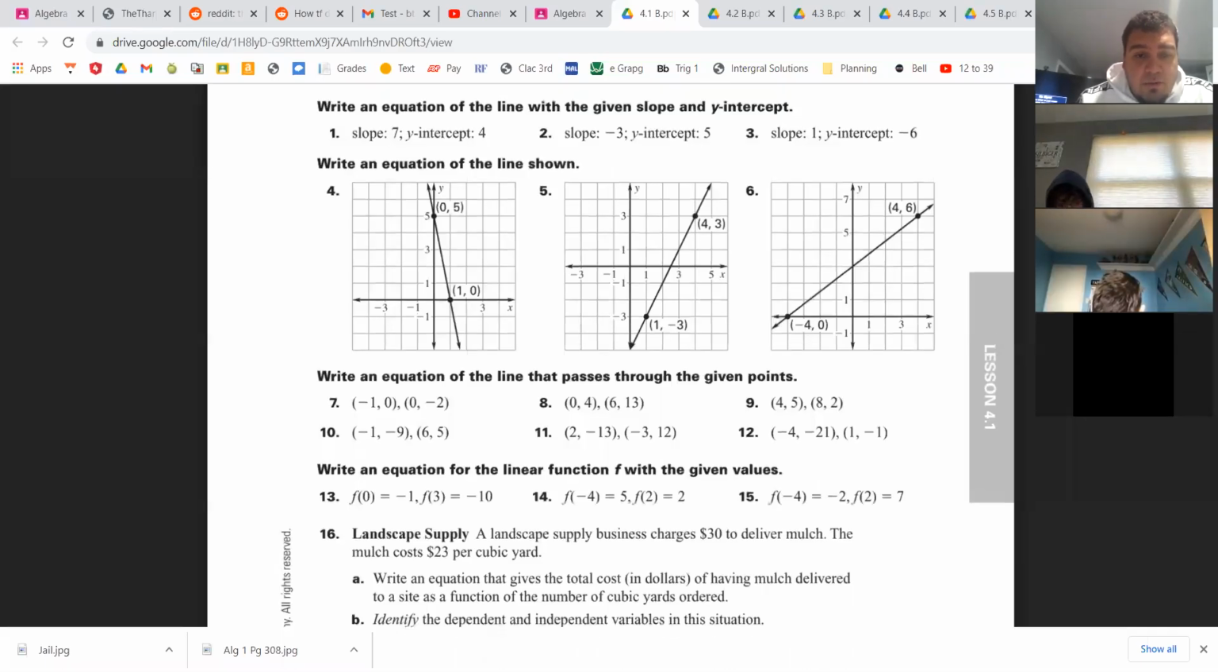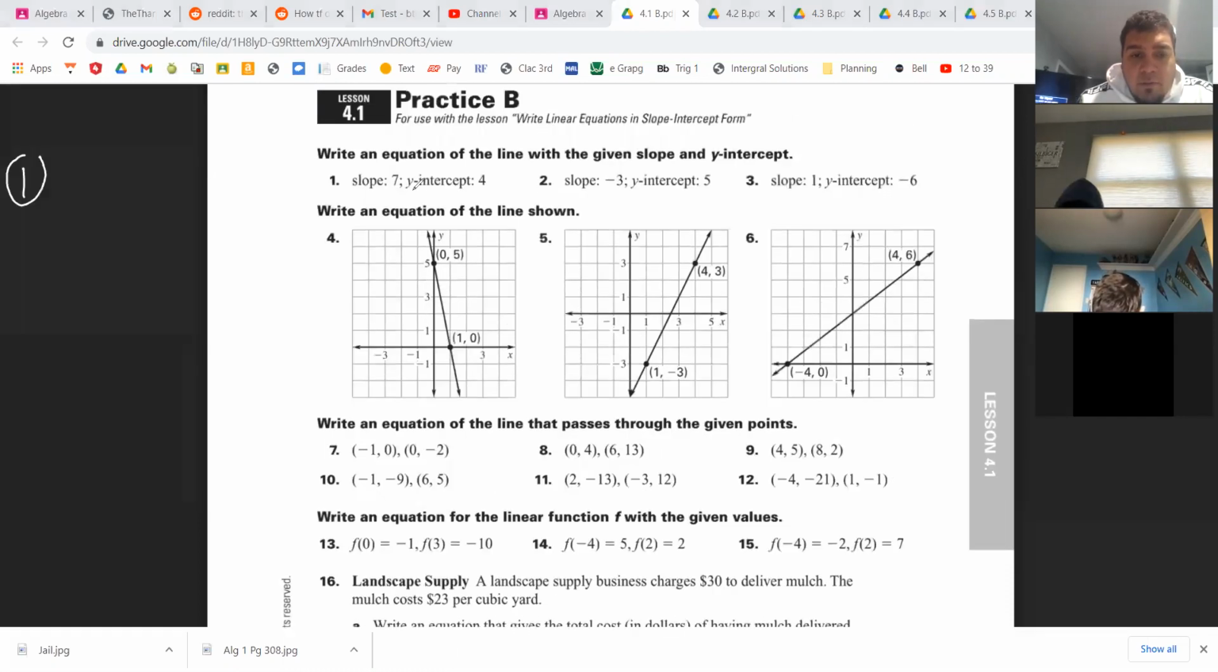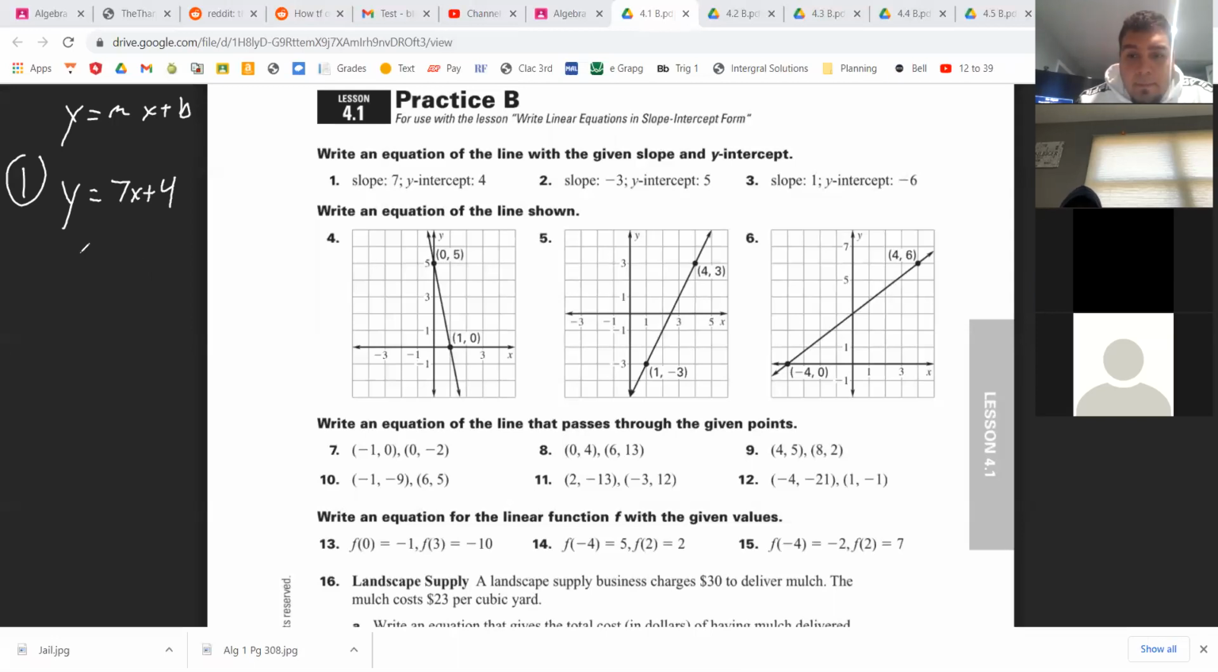So I'll talk about number 1 real quick. Let me pull on the pen. Number 1, slope is 7, y-intercept 4. Hopefully you know the equation y equals mx plus b. You need to know that. I'm not telling you that. So that means y equals, the slope, remember, is your m, so that is 7x plus 4.